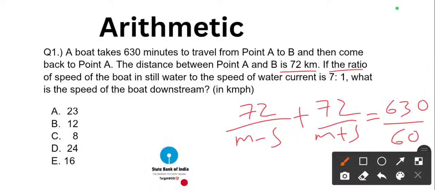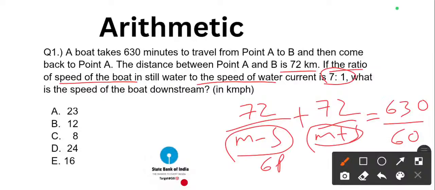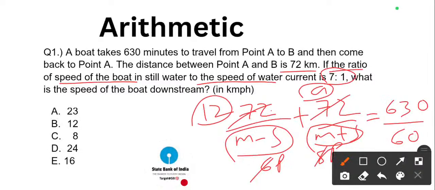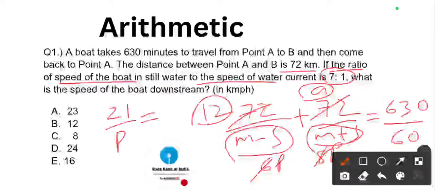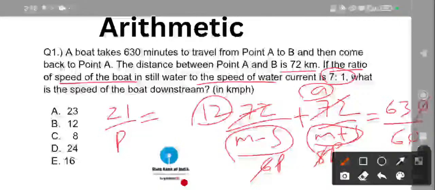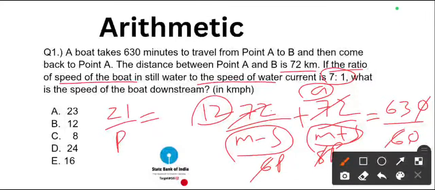Next it says that the ratio of the speed of the boat in still water to that of the current is 7:1. So here it will be 6 parts, and this will be 8 parts. 6 12 times, this will be 8 9 times. So totally we have 9 plus 12, which is 21 divided by P, equals 63 divided by 6. So 21 3 times, 3 2 times. So the P value will be 2.